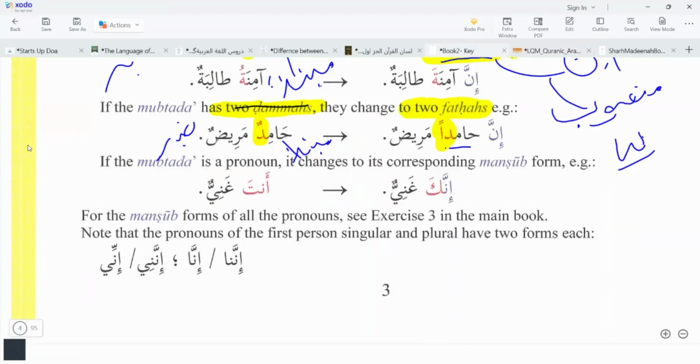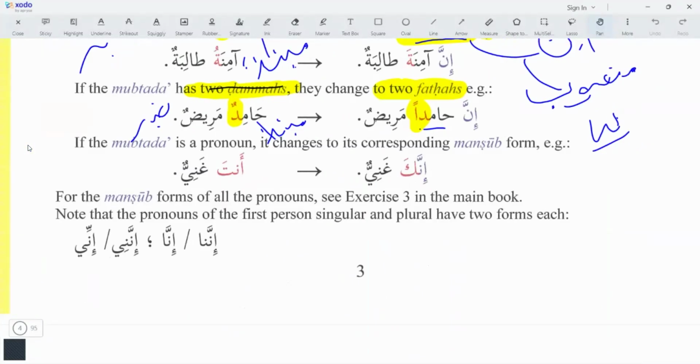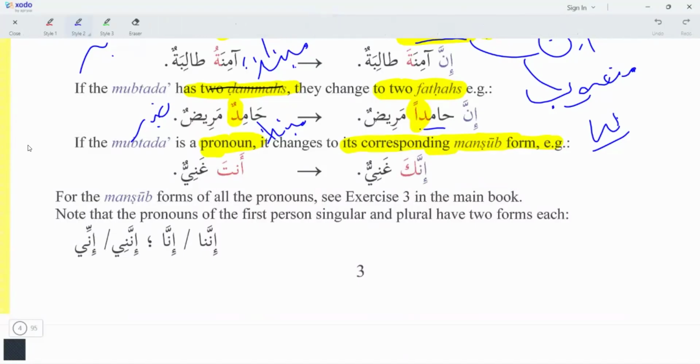Now we learn more about inna. If the mubtada is a pronoun, it changes to its corresponding mansub form. Like anta ghaniyun, you are rich.